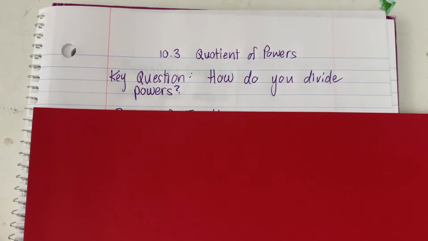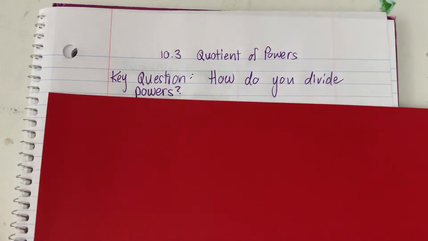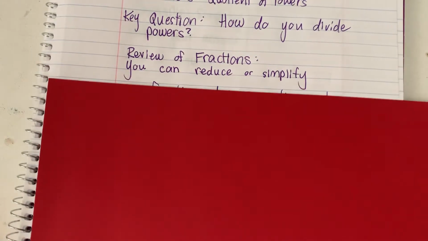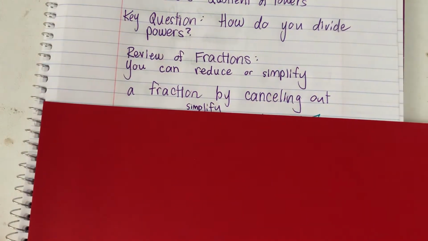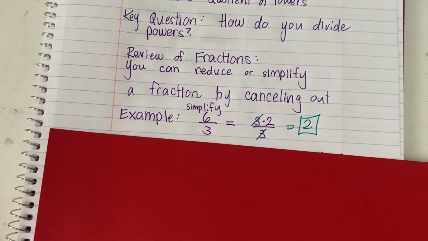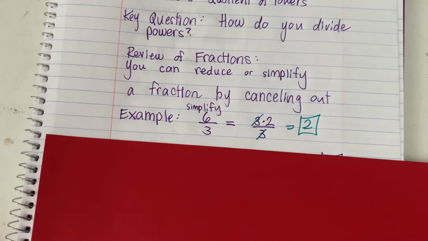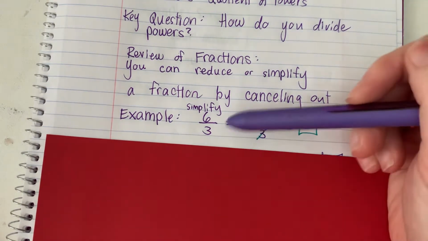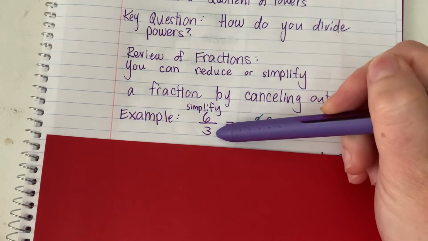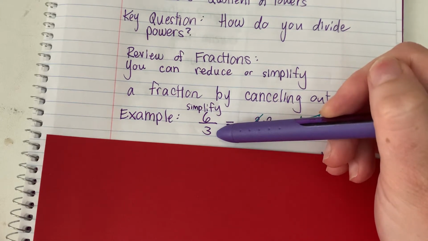So before we get into powers, let's talk about fractions. Let's do a review of fractions. Remember, to simplify or reduce a fraction, you can cancel things out that are the same in both the top numerator and the bottom denominator. So let's look at some. If we had 6/3 and we want to simplify that, okay, looking at this, 6 divided by 3, we already know the answer, but let's pretend we do it in fraction way.